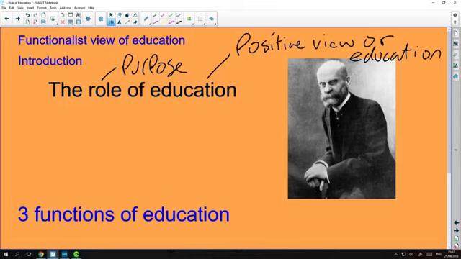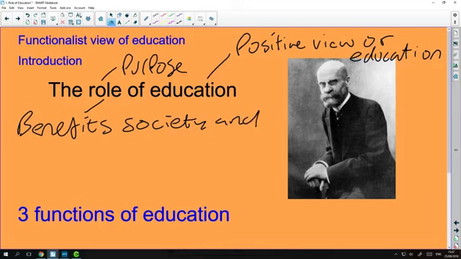So they have a very positive view of education, and they think it has a great purpose for our society. The whole point of education from a functionalist perspective is it benefits society and every individual. So they believe it benefits society and every single individual that experiences it.